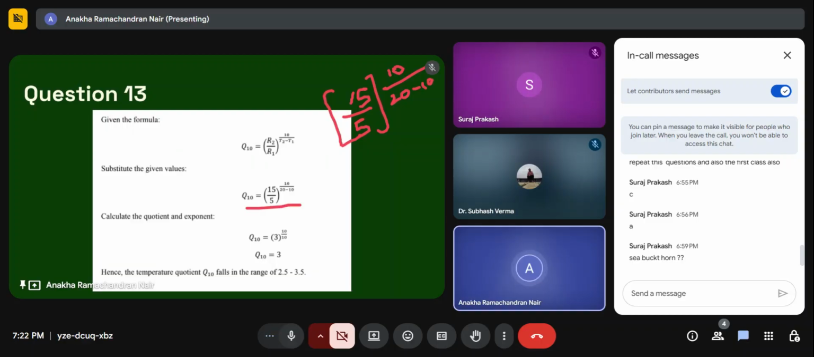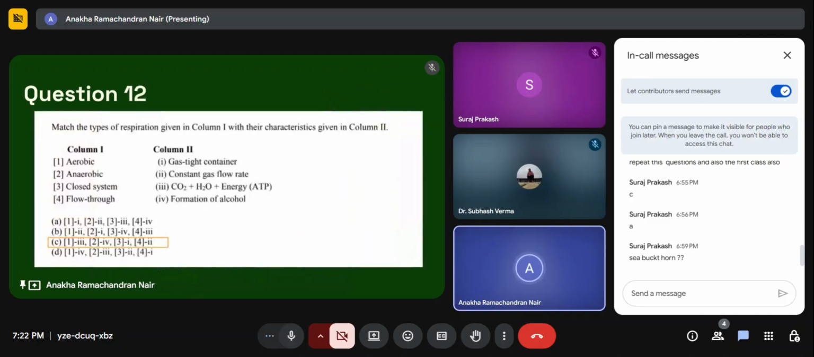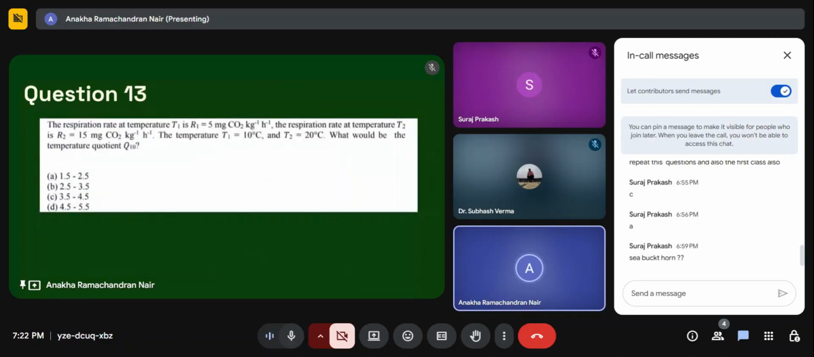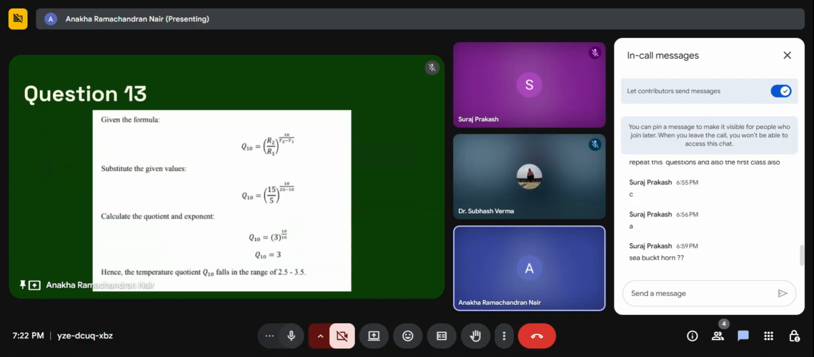And you get 3 to the power 10 by 10. 10 by 10 is 1, so 3 to the power 1. So Q10 equals 3, right? So this falls within the range of 2.5 to 3.5. So the correct answer is B. All right. Is there any doubt in this question? No, ma'am. All right. So let's move on to question number 14.